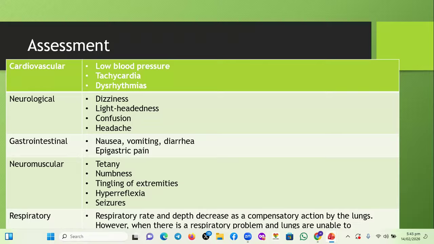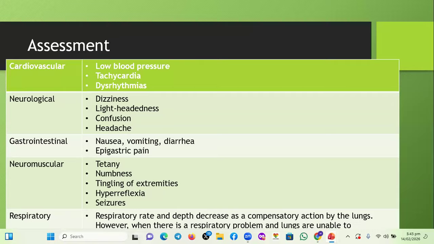When you take respiratory acidosis, the GI system is not largely affected. That's why I didn't bring in the GI there. So in respiratory acidosis, the GI is not mostly affected, but in respiratory alkalosis, the individual can experience some form of vomiting, nausea, diarrhea, and then some form of epigastric pain.